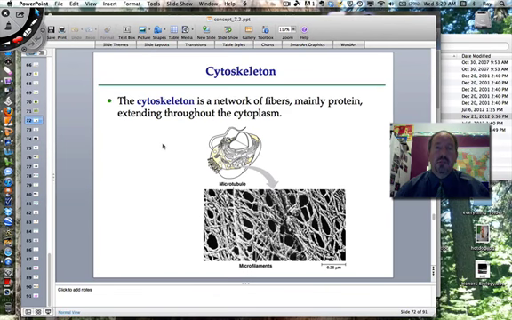Hi everyone, it's Mr. Sinti, and this lesson is on the cytoskeleton. And as the name sort of implies, cytoskeleton is a skeleton within the cell. So cyto meaning cell, skeleton. But it's not a skeleton like our own skeleton for our body, which is constructed of bone. It's actually a skeleton inside the cell, but it's constructed with threads of protein.